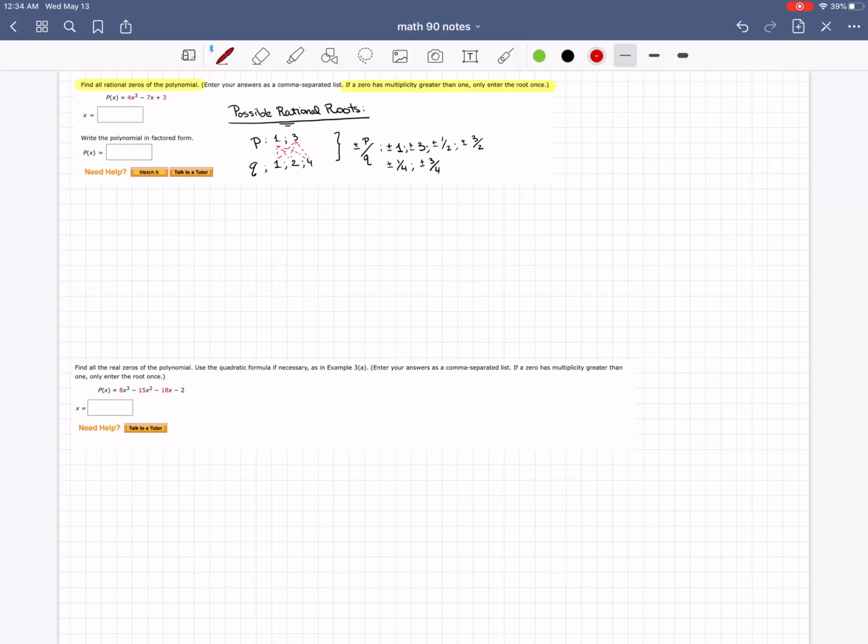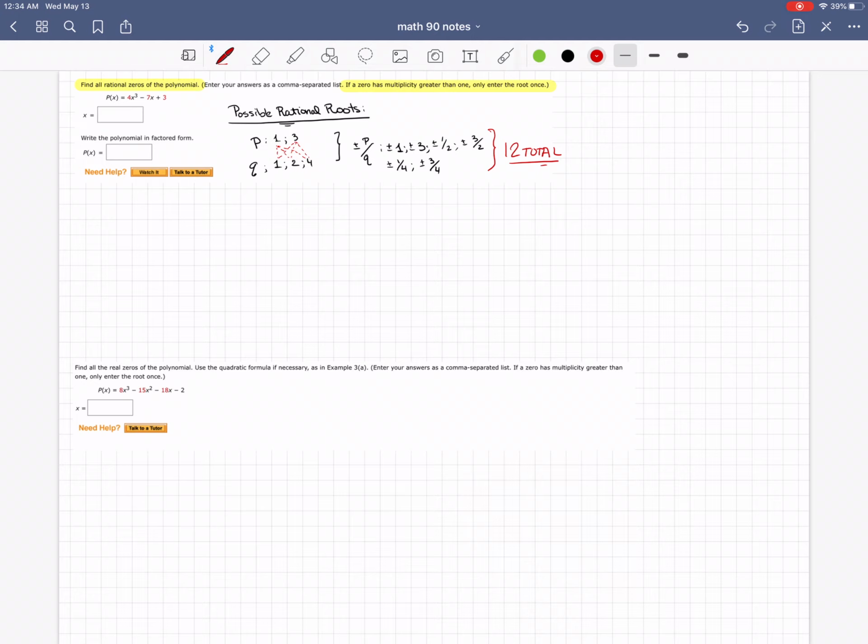So there's 12 total. Now, of course, I hope you remember our very first lesson that said that a polynomial will have as many roots as its degree. So 3 in this case. This is a degree 3 polynomial. So there are 12 possible rational roots. Certainly not all of them work. So let's find a rational root.